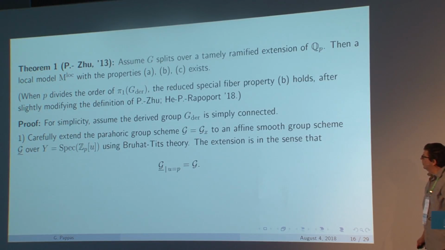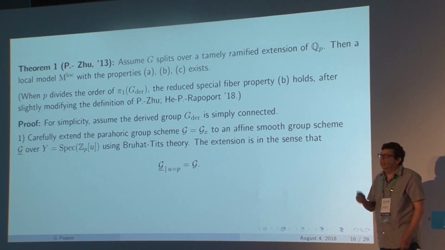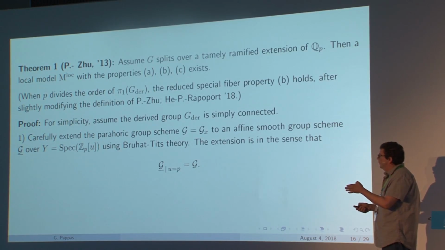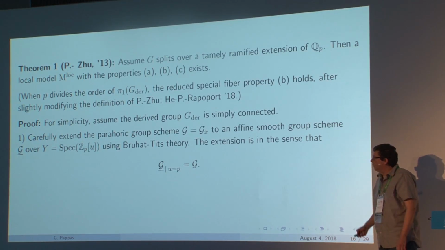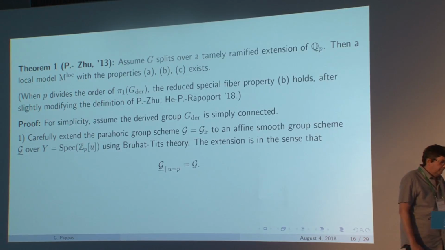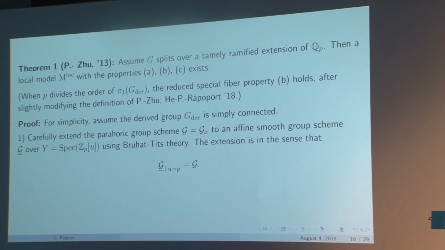Now the extension is in this sense, that if I restrict to u equals p, I get back the original group. So I don't restrict to u equals 0 in my setup, I restrict to u equals p. And the tameness assumption is quite important for this construction.